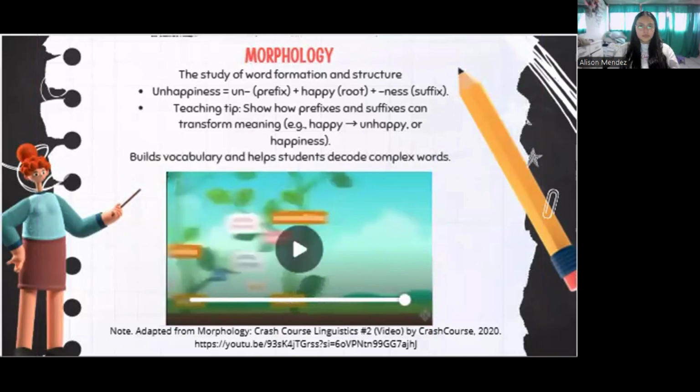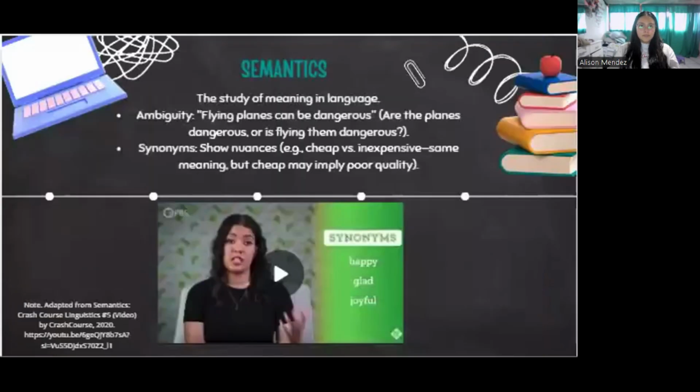Okay, continue with semantics. Semantics deals with meaning. For example, the word "duck" could refer to a bird or the action of lowering your head. By teaching semantics, we help learners interpret language accurately and avoid confusion.